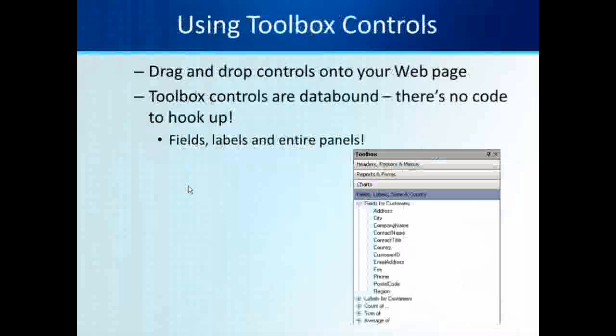The next thing I want to talk about is the toolbox. IronSpeed has a very powerful toolbox by which you can drop headers, footers, and menus, even reports and forms and charts, and then fields from your database. It's all data driven, or data bound, so you don't basically have to write any code to hook it up. It's a drag and drop control into your web page. The toolbox controls are data bound, as I said before. No code necessary. And you can put fields, labels, and entire panels.